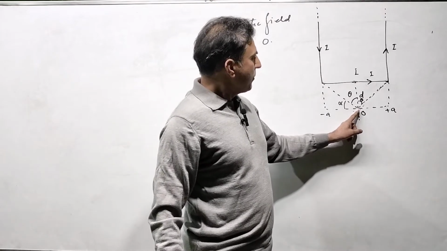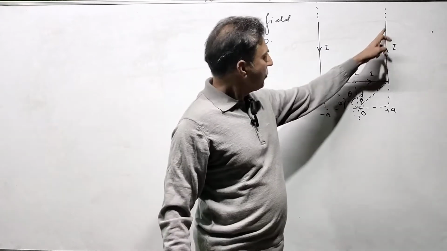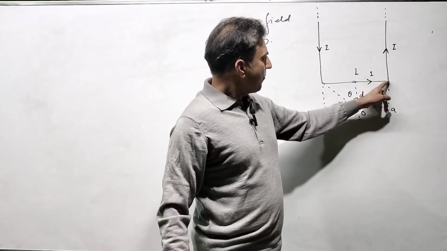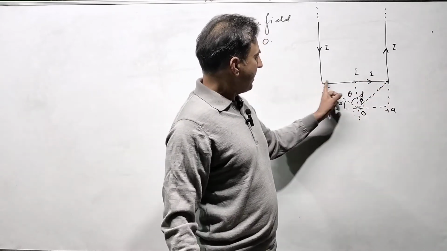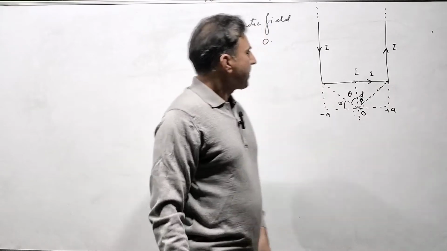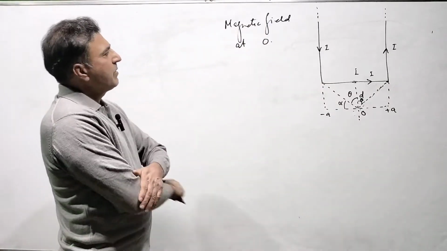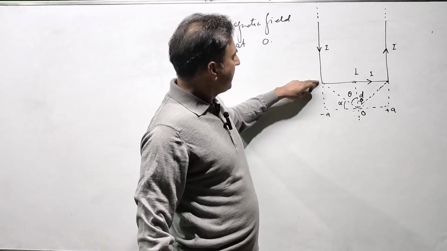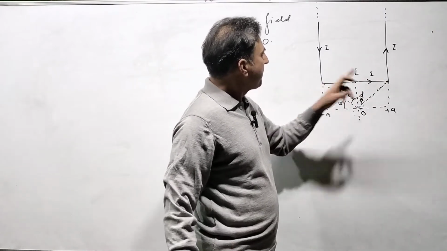So what we have to do is find the magnetic field due to this straight, infinitely long conductor, and due to this short finite conductor whose length is from minus a to plus a. That's our question. So basically this question can be split into parts. Why not find the magnetic field due to this long conductor first, and then due to this part?